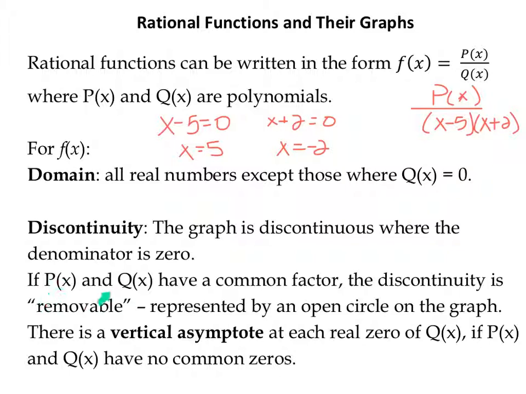If p of x and q of x have a common factor, so if in the numerator here there was also x minus 5 as one of the factors, so there's a common factor, then the discontinuity is removable, and we just draw an open circle on the graph at that point.